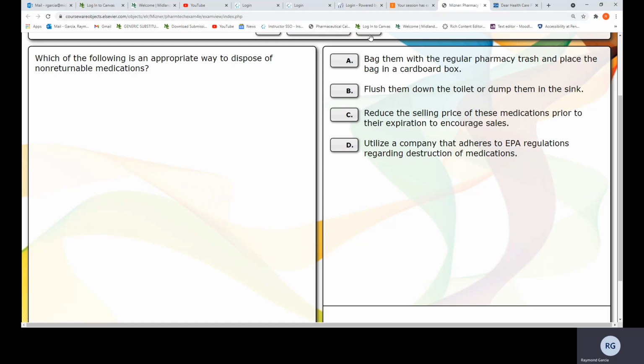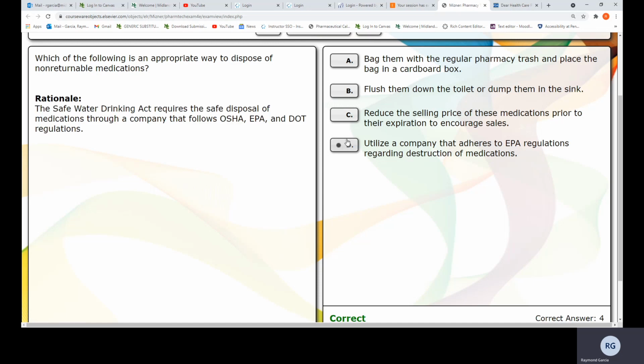Which of the following is an appropriate way to dispose of non-returnable medications? Bag them with the regular pharmacy trash and place the bag in a cardboard box. Flush them down the toilet or dump them in the sink. Reduce the selling price of these medications prior to their expiration to encourage sales. Or utilize a company that adheres to EPA regulations regarding destruction of medication. That'd be good. Yeah. That's correct.